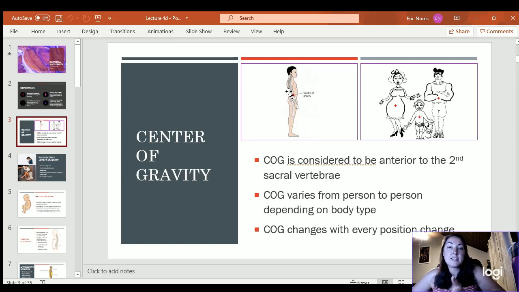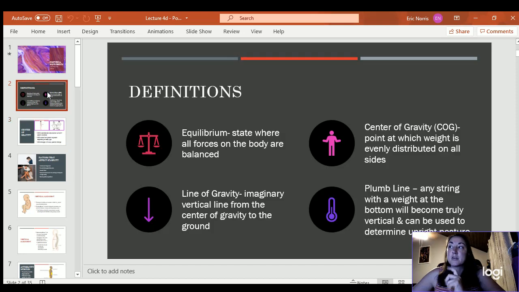The center of gravity changes as you change positions. If you're standing on one leg or leaning one way, the center of gravity changes, because remember, based on our definition, it is the point at which weight is evenly distributed on all sides. So if you're leaning to the left, there's a different point that all the weight is distributed around.